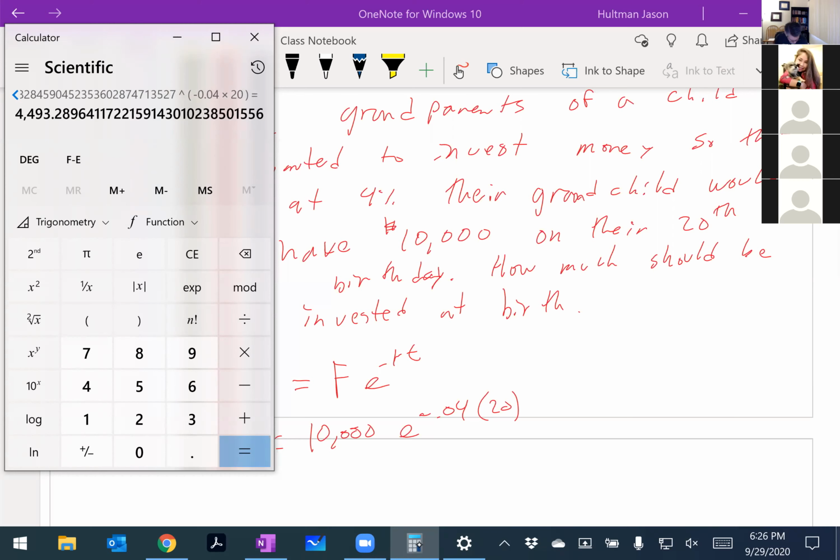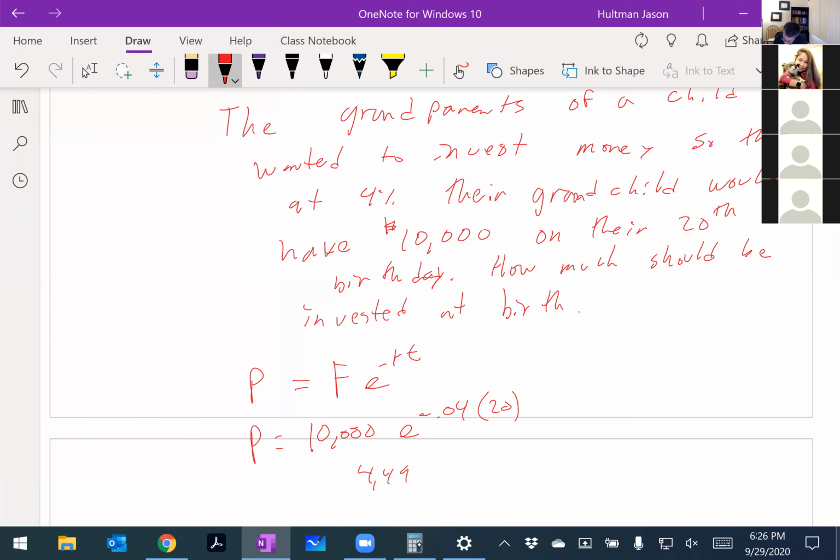Equals, and I'm getting $4,493.29. So $4,493.29, or I would say roughly $4,500. So invest your $4,500, grandpa and grandma, and you're going to have $10,000 for your grandchild in 20 years. Okay, so you'll make more than double your money in 20 years.